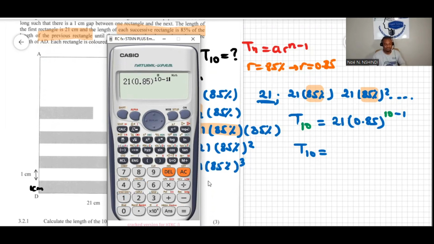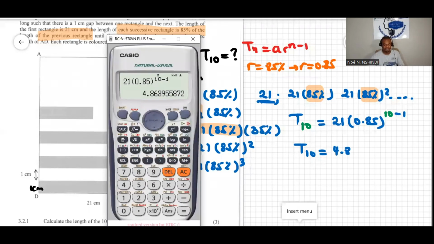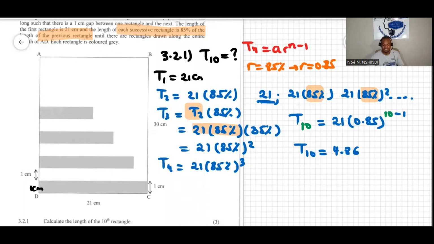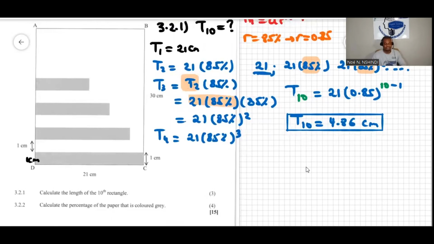When we hit equal, we can see that the 10th rectangle will be 4.86 centimeters. So we're talking about the length of the 10th rectangle. Then let's see now question 3.2.2, which says calculate the percentage of the paper that is colored gray.